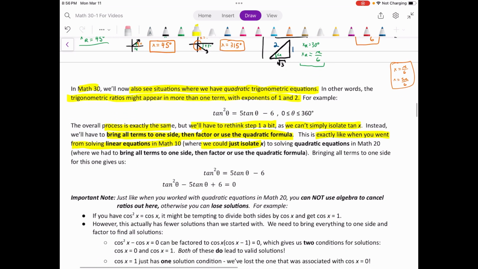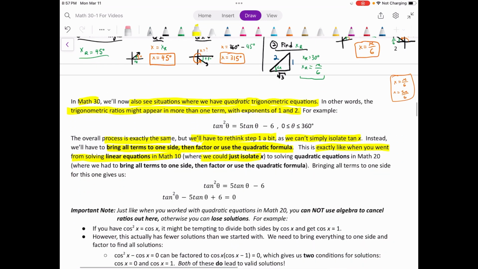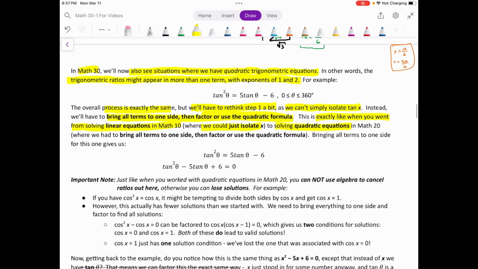And then we got into Math 20 and we couldn't just isolate x anymore. Well, same idea now, but with trig, right? We can no longer just isolate the ratio, but we can still bring everything to one side and factor it, like we would do to solve any quadratic equation, okay?